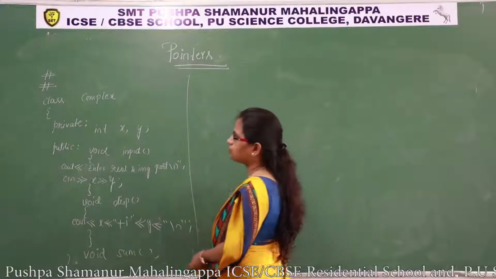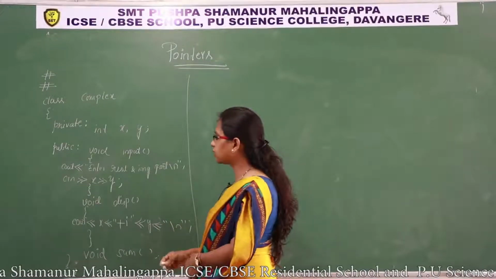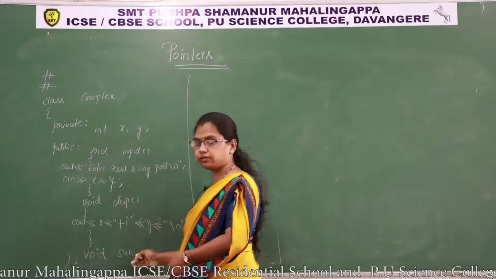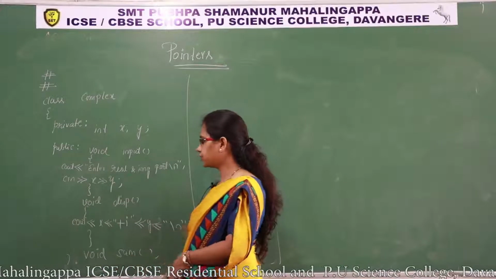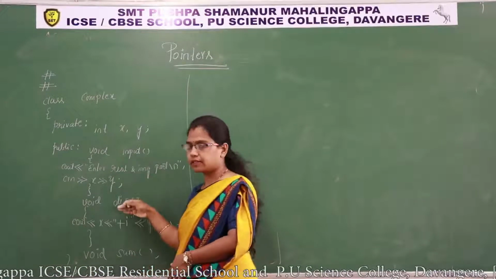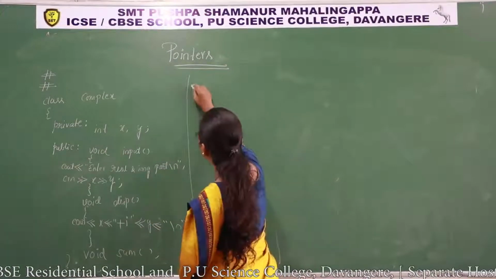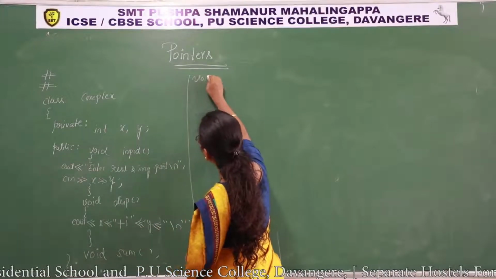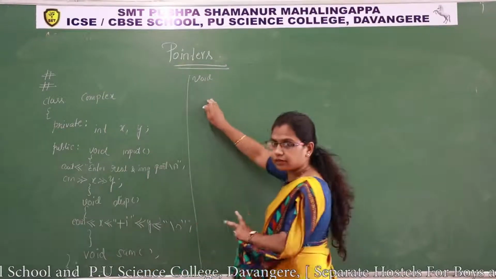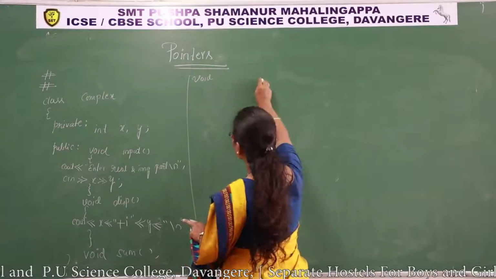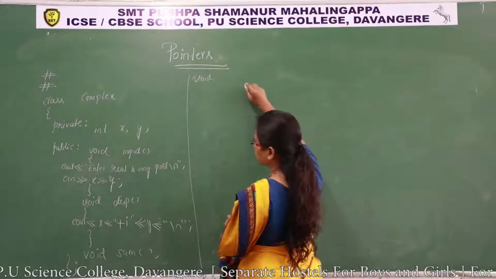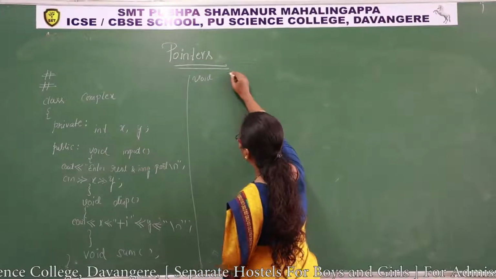In total, there are three member functions in this class. Among the three, I define two inside the class definition and one I am going to define outside the class. The return type is void. Right now I have taken return type void, later I will change it according to the situation.